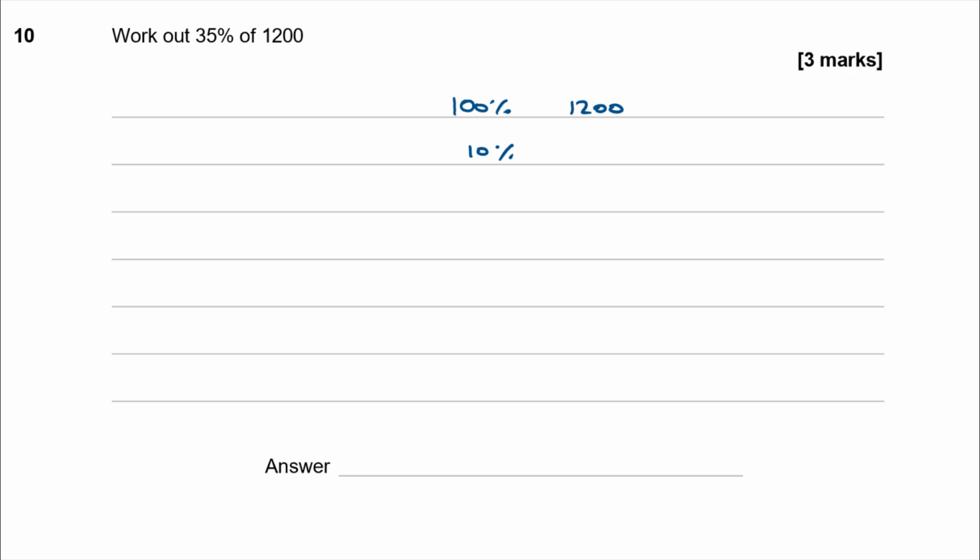So 10%, what's 10%? Well, 10% is a tenth of 100%, so a tenth of 1,200 is going to be 120. Now I need 3 of those, don't I? I need 10, 10 and 10 to make 30%, plus I need a 5%, so I need a 120, a 120, a 120. And what's 5%? 5% is half of 10%, and half of 120 is 60. So now I've got all of those.